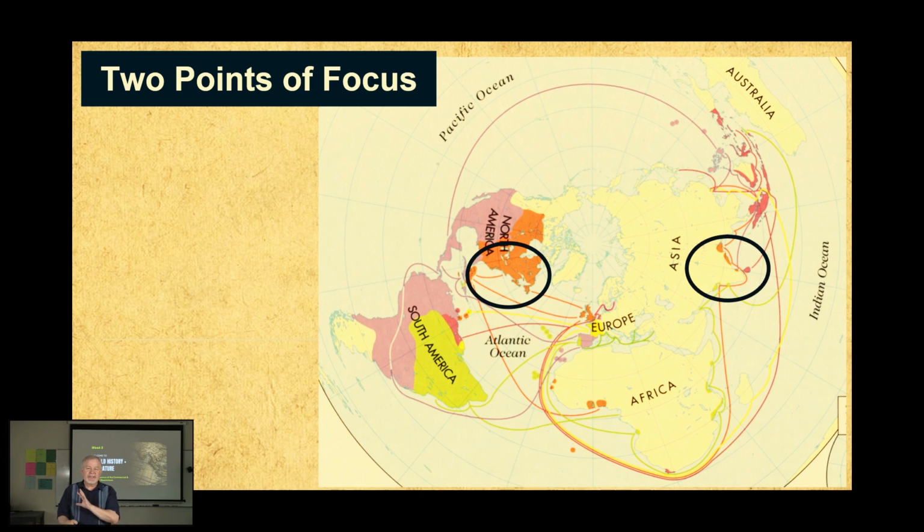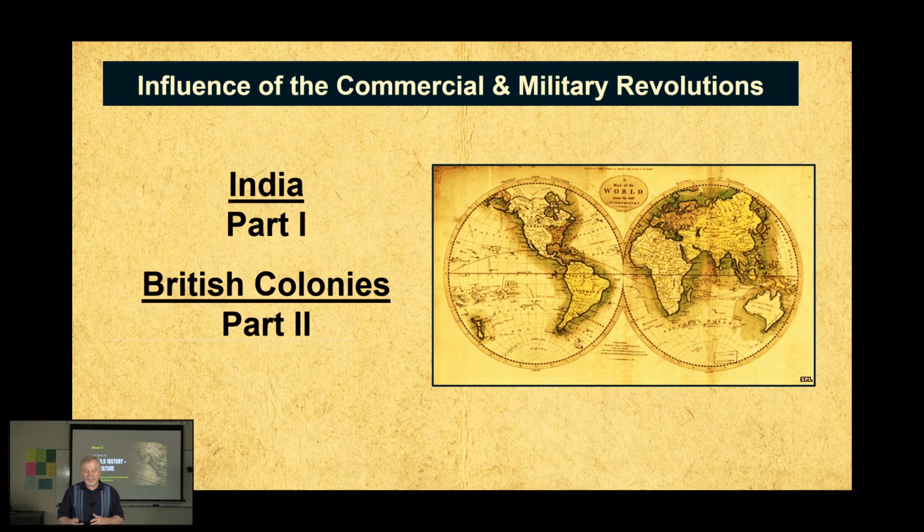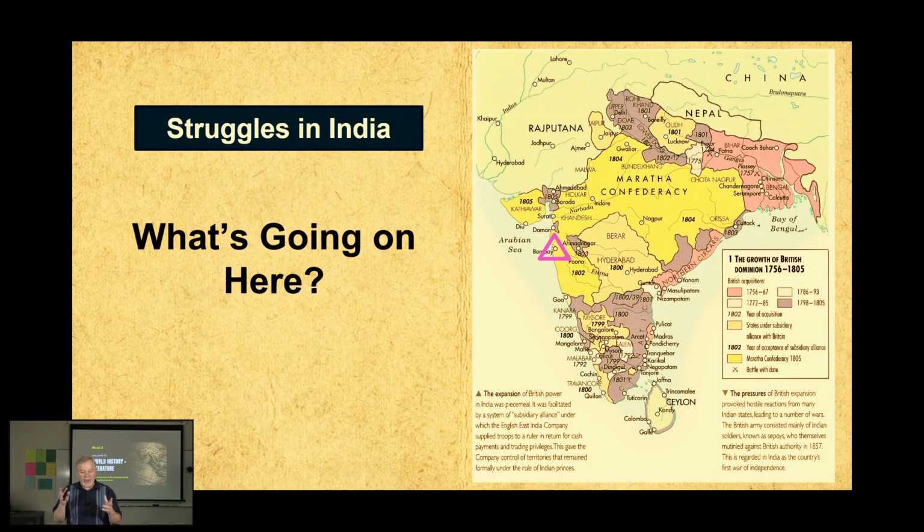So we're going to look first at the influence this commercial and military revolution had on India specifically. I'm not going to go into Southeast Asia, but if you look at what's happening in India, you can draw conclusions about what similar things would be happening in the Southeast Asian islands. So let's take a look at what's going on here.